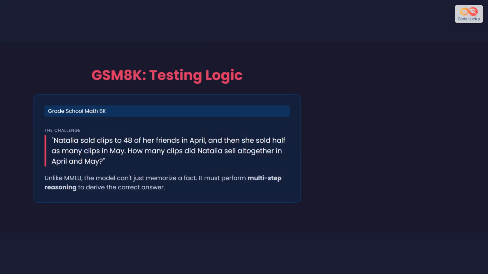General knowledge is one thing, but reasoning is another. That is where GSM8K comes in. This benchmark consists of grade school math word problems. Unlike history questions, the AI cannot just memorize a fact. It has to read a story, understand the logic, and perform multiple steps of calculation to arrive at the correct answer.